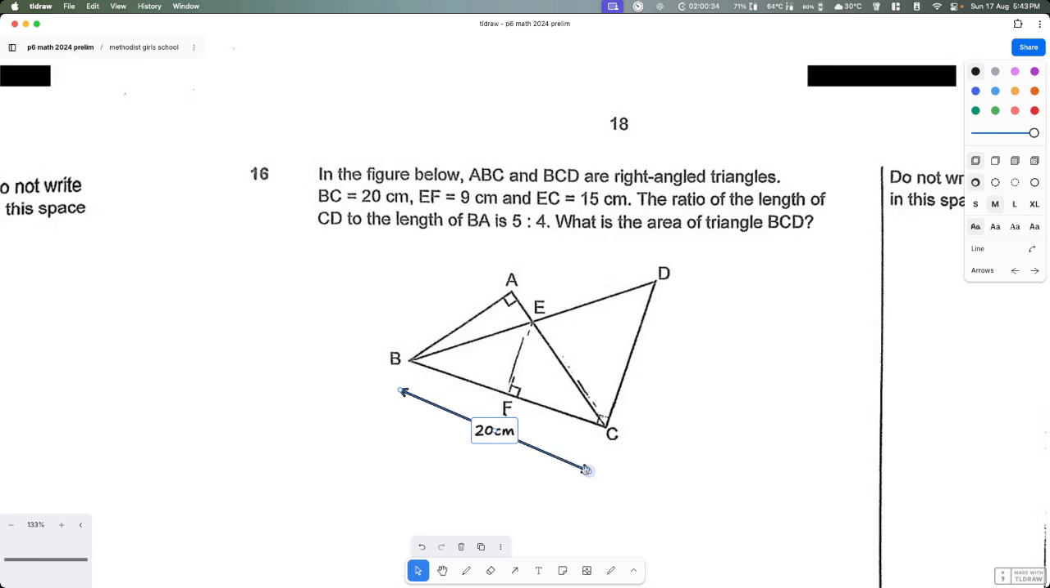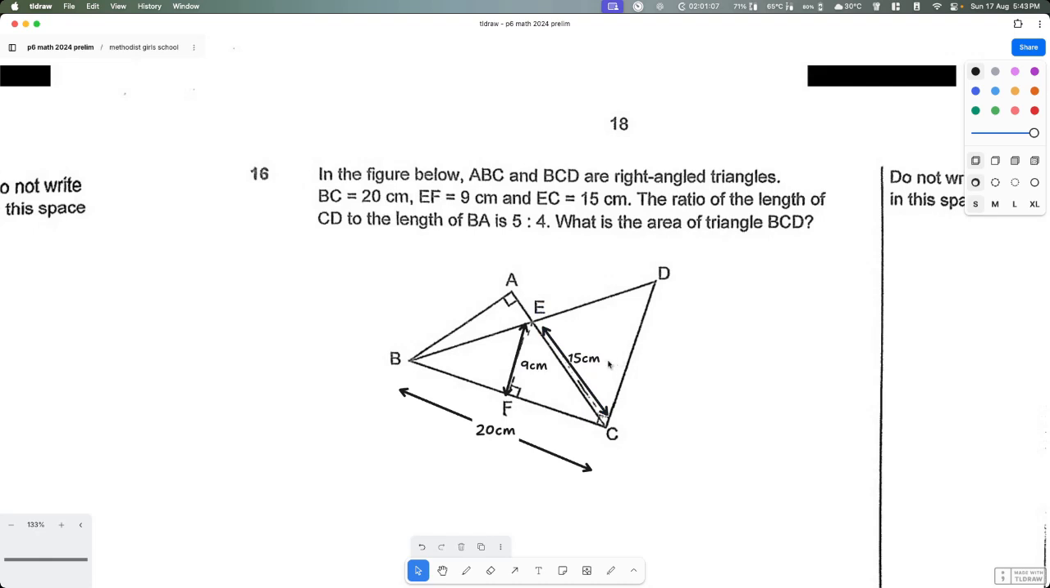And then EF is 9 centimeters. So let's put here 9 centimeters like this. So this one over here is 9 centimeters. And then 15 is this one, right? 15 is EC. So I see over here, this is 15 centimeters.